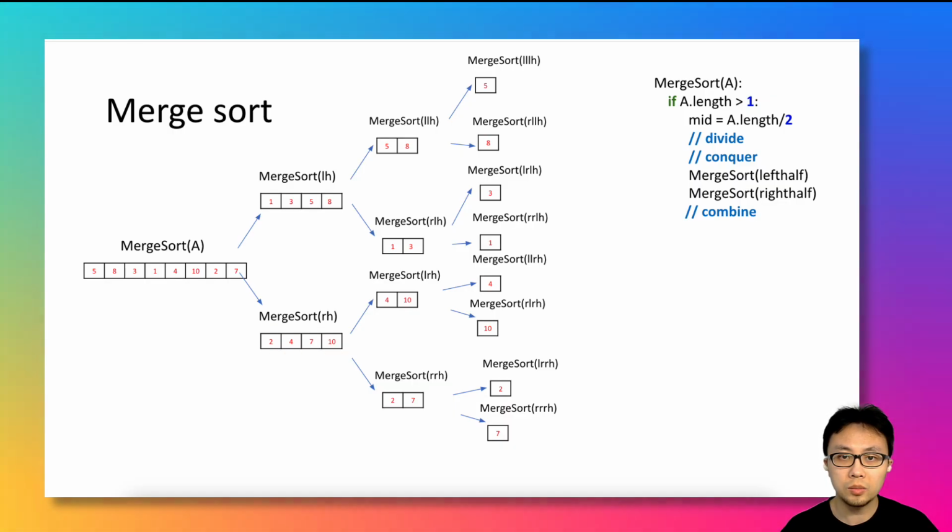In the end, you will finally combine the two 4-element arrays. I'm talking about 1, 3, 5, 8. The other array is 2, 4, 7, 10. They are already perfectly sorted, so this step will sort the original input array, like this. Then you are done.